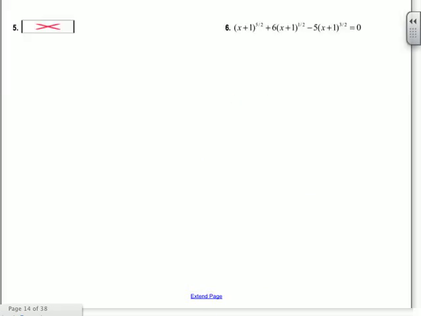Next page. Okay, this one is x minus 3 square root of x plus 4 equals 0. Oh wait, I lied, minus 4. See, this is why I write it on my notes. Minus 4 equals 0.